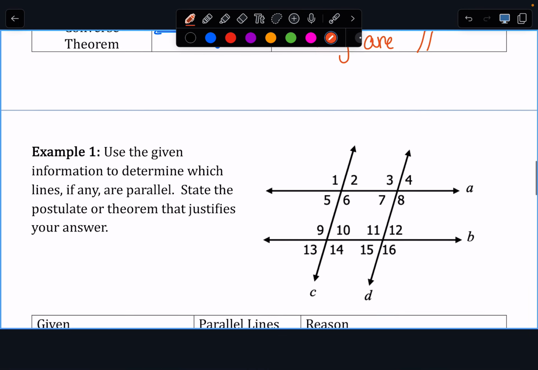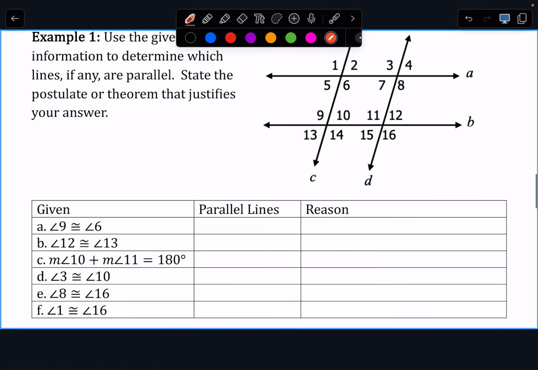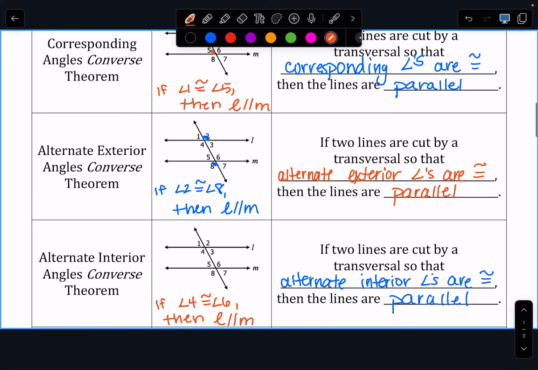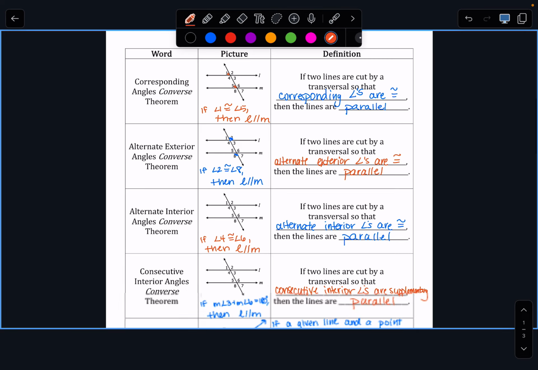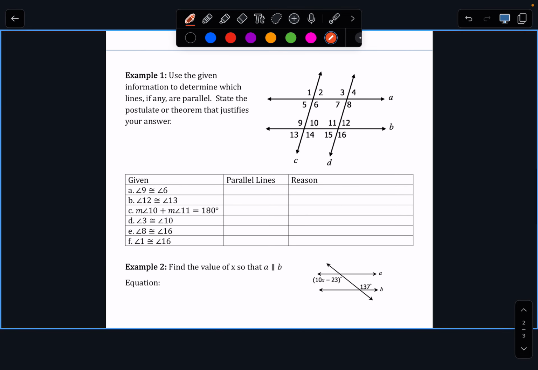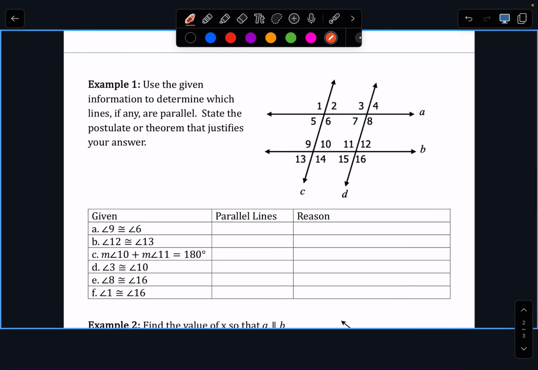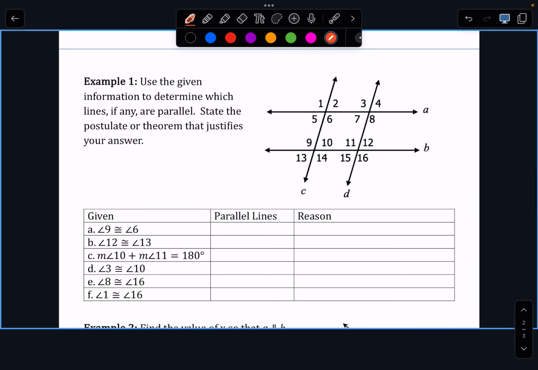So if we go to the top of the next page, I have quite the picture here. I have two different sets of lines that, to the eye, look like they could be parallel. We don't assume anything. We can only say that lines are parallel if we can use one of these theorems right here. So what we're going to do is look at the angles in question. Does it give us parallel lines and why?